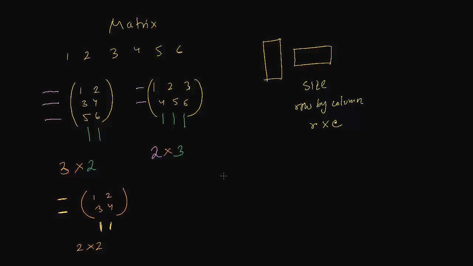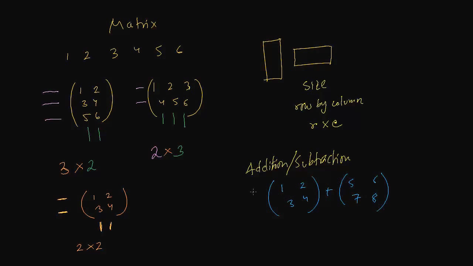The important thing about matrices is the operations, the arithmetic operations. So the arithmetic operations are addition and subtraction. So it's fairly simple. Let me show you how this is done. Addition is, let's write down the matrix 1, 2, 3, 4 plus another matrix 5, 6, 7, 8. So both are 2 by 2 matrices. It is important that the sizes of the matrices are the same.